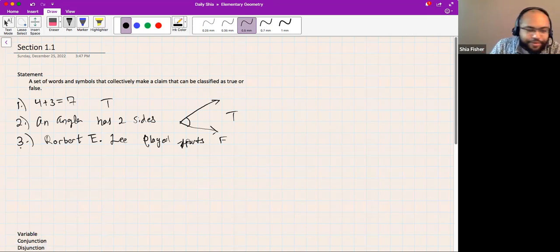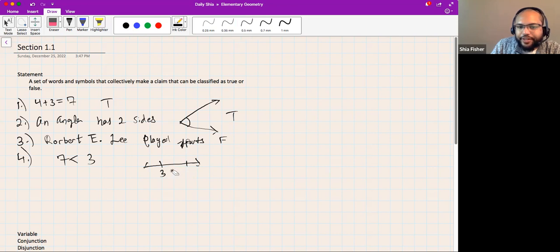What about another math one? 7 less than 3. Sometimes you'll see something like this and you're being asked if this is even true. We know that's not true. If you're on a number line and you're reading this the way that it's meant to be read, this reads 7 is less than 3. That's just not true according to how we read number lines. 7 is definitely greater than 3. So this is another false statement.